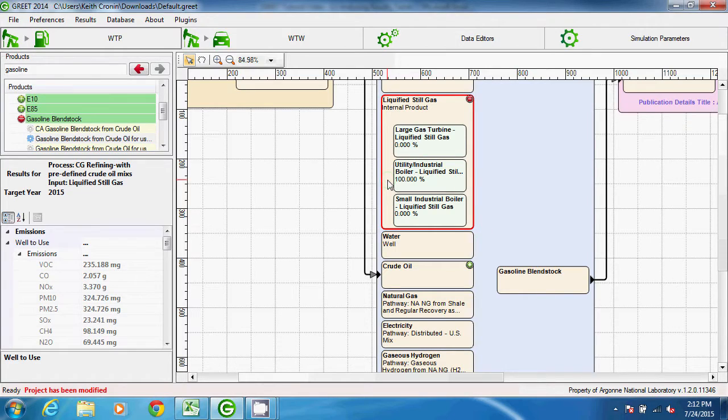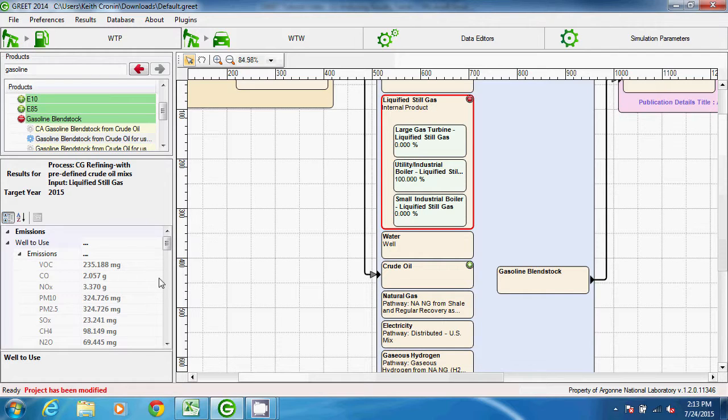When I click on the liquefied still gas input, the displayed results include all of the direct and upstream emissions, and I copied these results to my spreadsheet for my inputs analysis. The sum of the technology results, however, will not include the upstream impacts, since the technology emissions are from direct combustion of liquefied still gas.